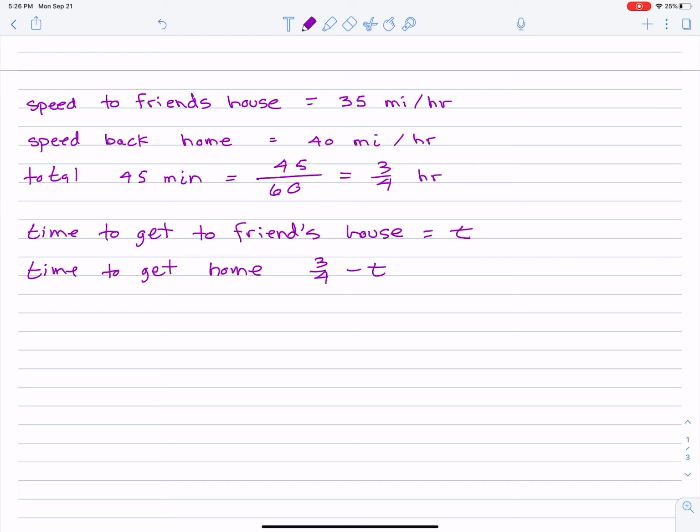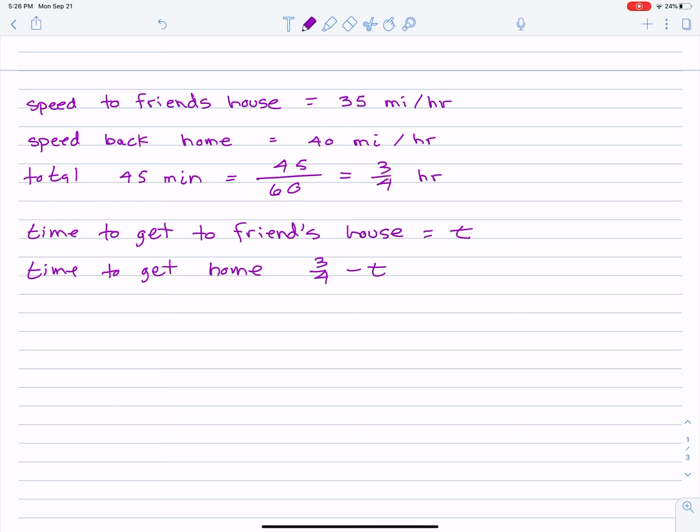Just to make sure that makes sense, let's pretend for a second that it takes her 20 minutes to get to her friend's house. Since the total trip is 45 minutes, to find out how long it would take to get back home, we take 45 minus 20 to get 25 minutes. So in this case, we don't know how long it takes to get there, so we're just going to call it her time T, and the time to get back is 3/4 minus T. So 3/4 of an hour minus T.